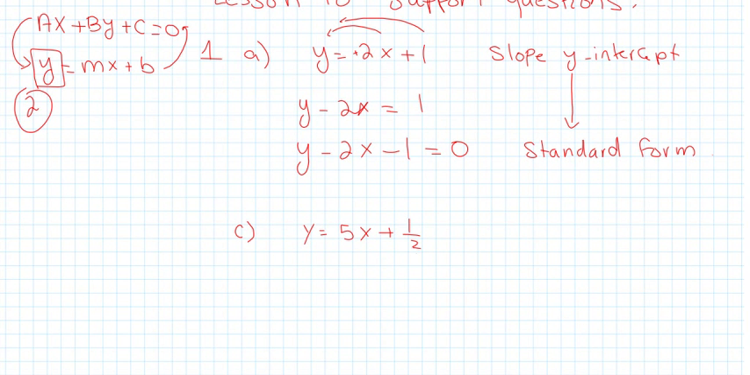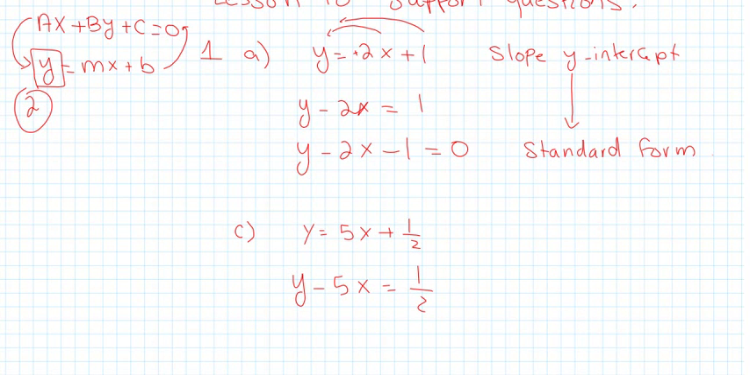Remember that I want to move all of these terms on the right-hand side to the left-hand side. So what's the first thing that you want to move here? Move the 5x over. If I move the 5x over, what does it become? So y minus 5x equals a half. Are we okay with this?